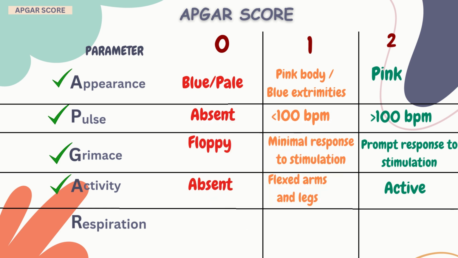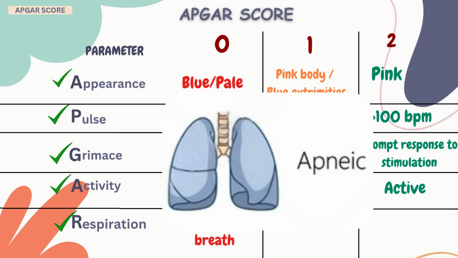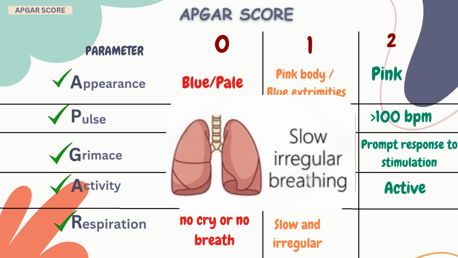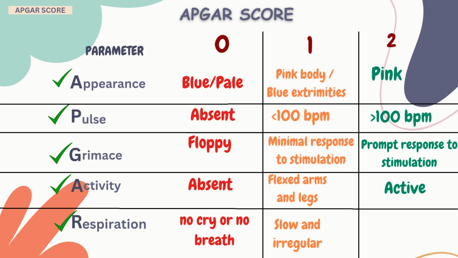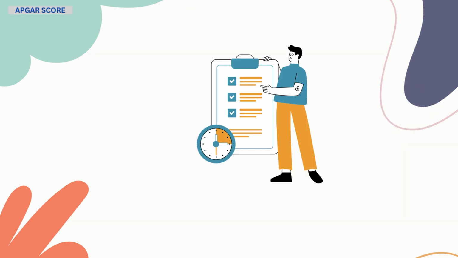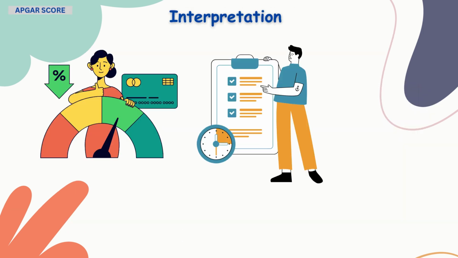The last parameter is the breathing efforts or the respiration efforts. If the neonate is not breathing, the score given is 0. If the respirations are slow, irregular, weak, or the neonate is gasping, the score given is 1. If the neonate is crying vigorously, the score given is 2. After assessing all the parameters, newborn comes up with some score.